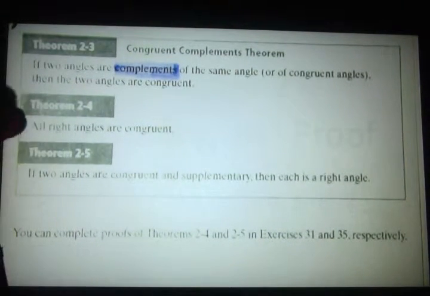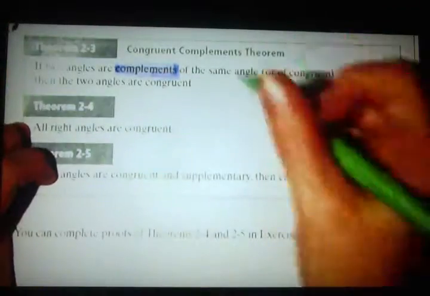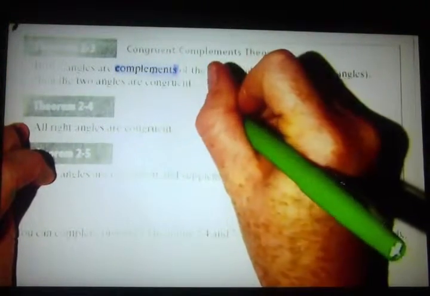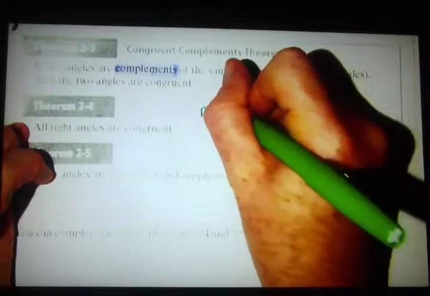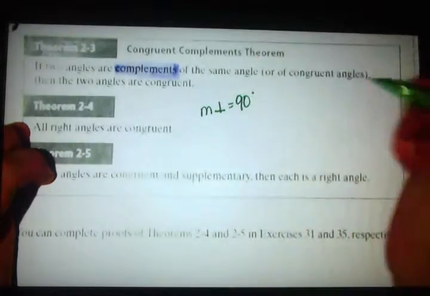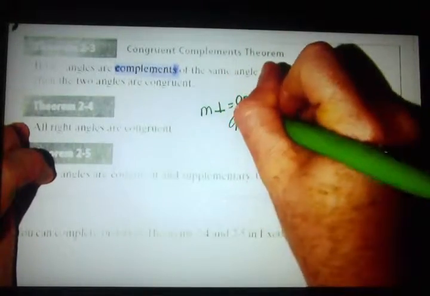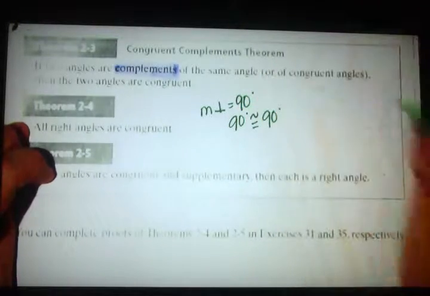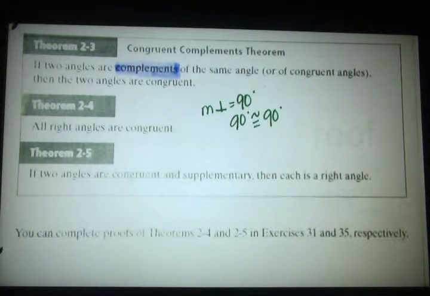2.4, all right angles are congruent. Well, why is that? Because the measure of a right angle is 90 degrees, and anything with 90 degrees is congruent to anything else with 90 degrees. Okay, that obviously makes sense. Okay, if two angles are congruent and supplementary, then each is a right angle.